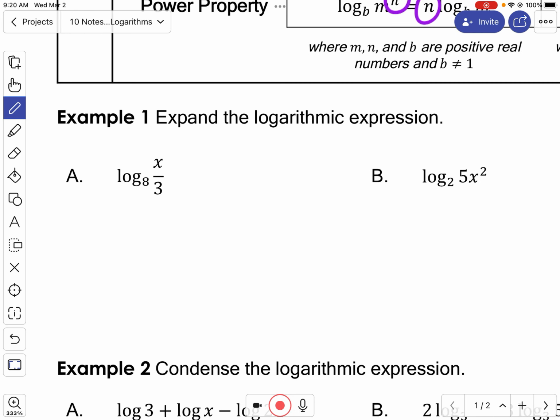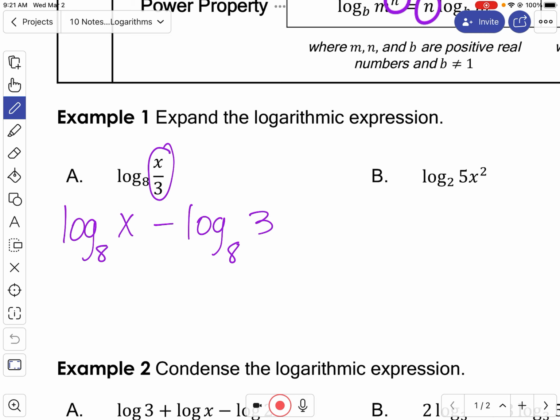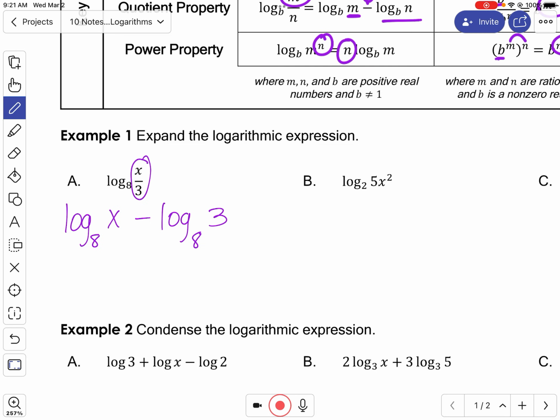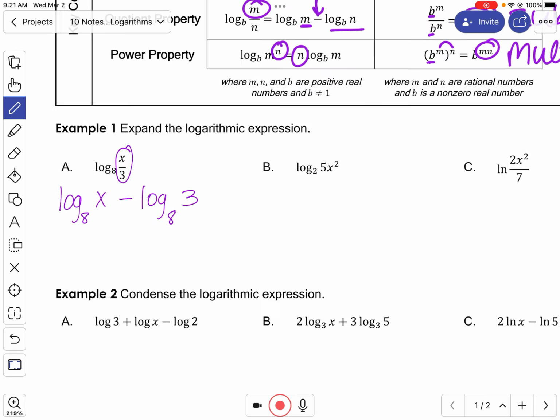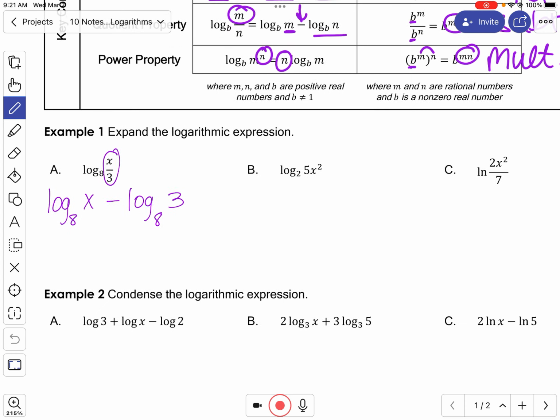Okay, looking at the first one. Notice we are taking the log base 8 and we're dividing these. So we can write this as log base 8 of the numerator x. When you divide, you subtract. So log base 8 of 3. Those mean the same thing. They're equal.